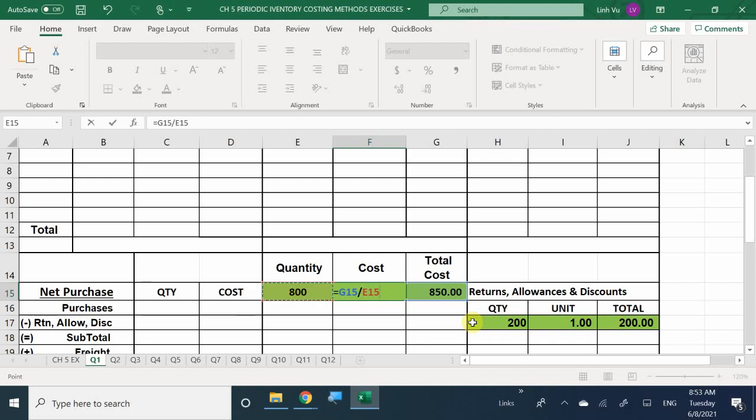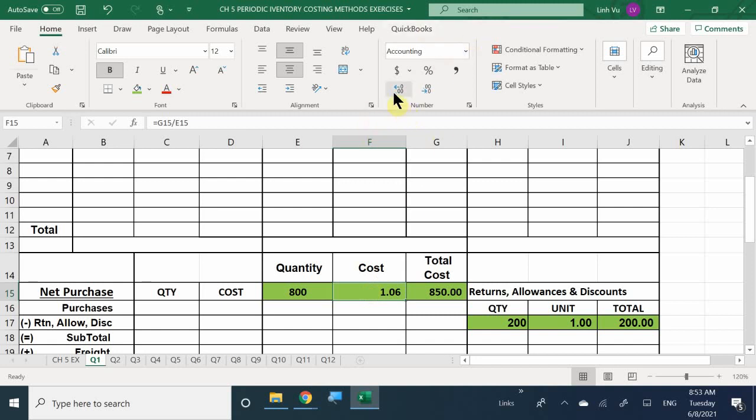So it should be $1.0625. And how did you get that? Because you did not round the number. You divide 850 by 800. All right, that means now that when I sell my batches, each one is going to cost me $1.0625, a quarter penny. Okay, that makes sense.